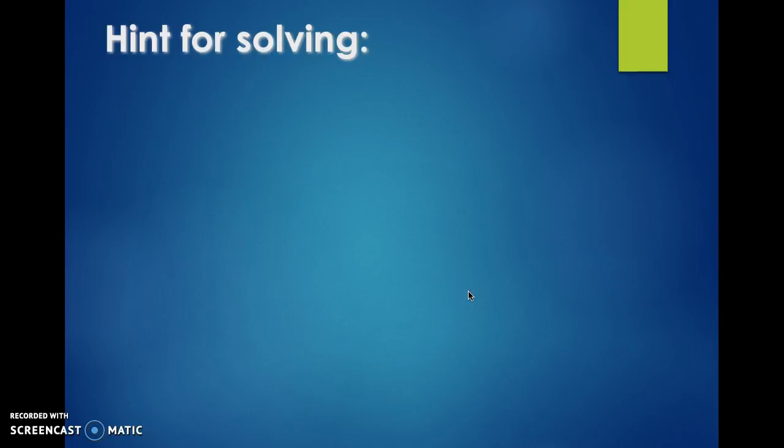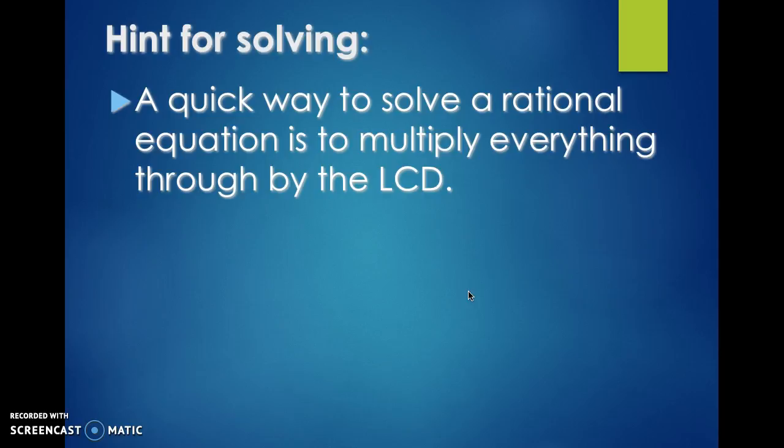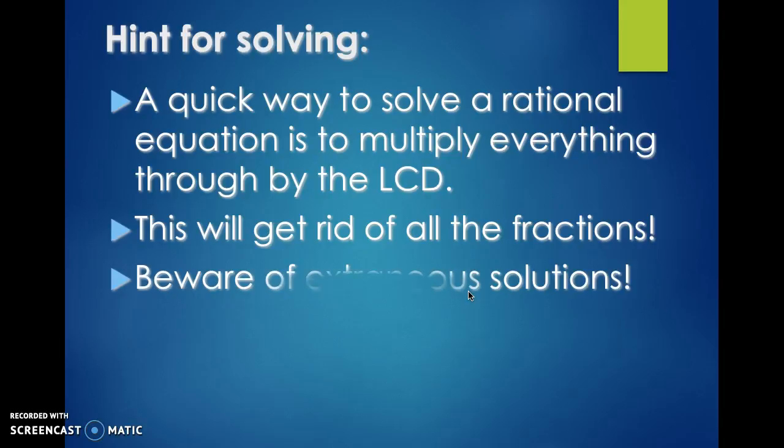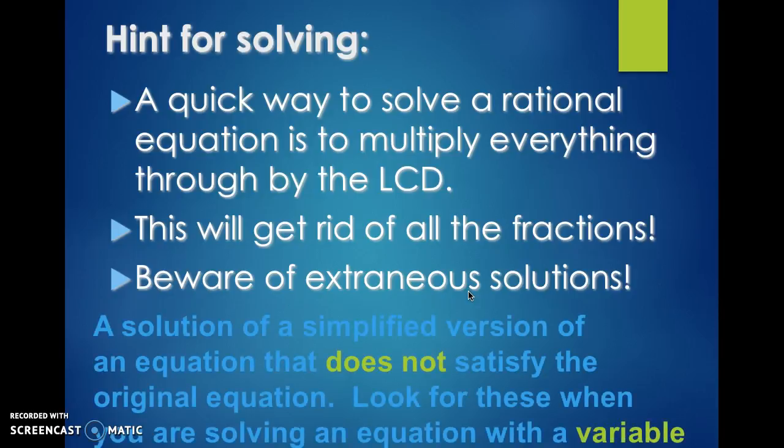So a hint for solving. A quick way to solve a rational equation is to multiply everything by the LCD, the least common denominator. This will get rid of all the fractions, and then you can just solve as normal. Beware of extraneous solutions. Remember, that would be no solutions or infinite solutions.